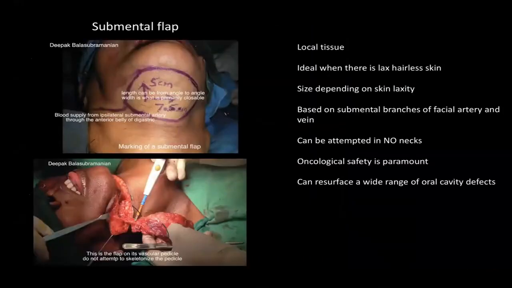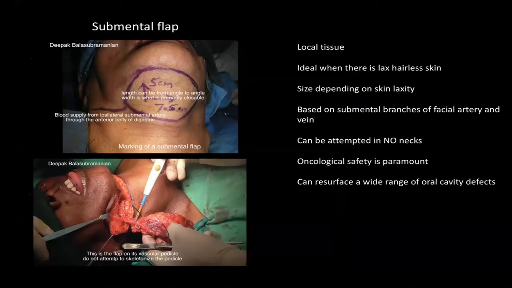When you come to oral cavity reconstruction, there's a lot of options available to reconstruct the tongue if you're looking at pedicle options and local tissue options. One of the commonly used options is the submental flap. Now, the submental flap is based on the skin of the mentum and just below the mental region, and it is perfused by the submental artery, which is a branch of the facial artery.